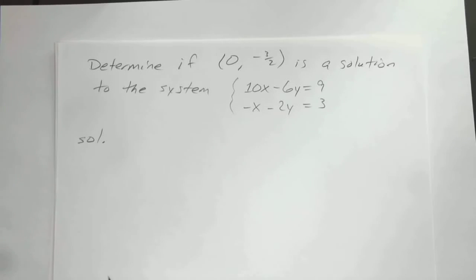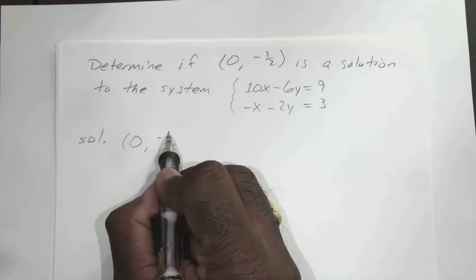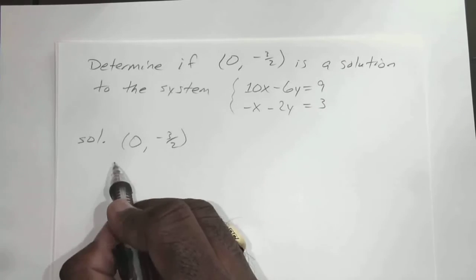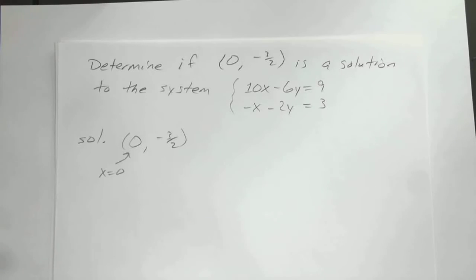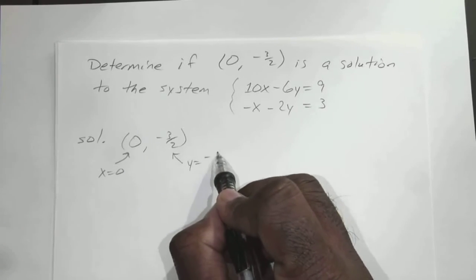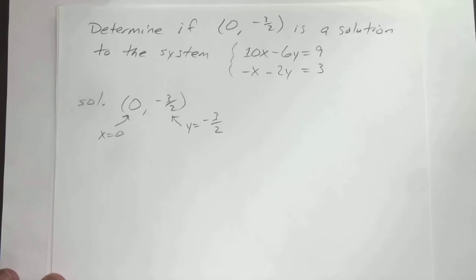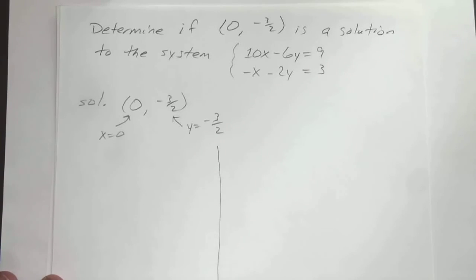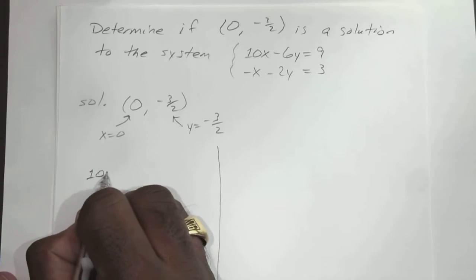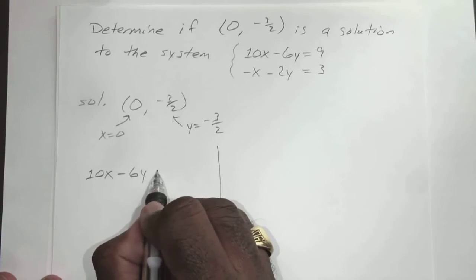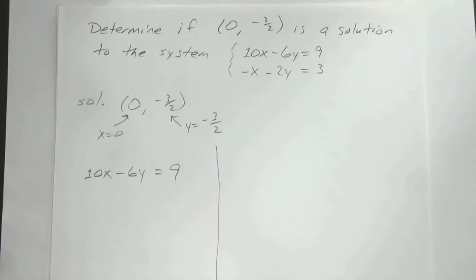All right, so just like we did before, we know that our 0 and negative 3 over 2 means that our x will equal 0 and our y will equal negative 3 over 2. Then we just plug them both in, see which one's true, which one's not. So if we go for our first one, our little separator there, we have 10x minus 6y equals 9. So we'll go ahead and plug in our x and our y.